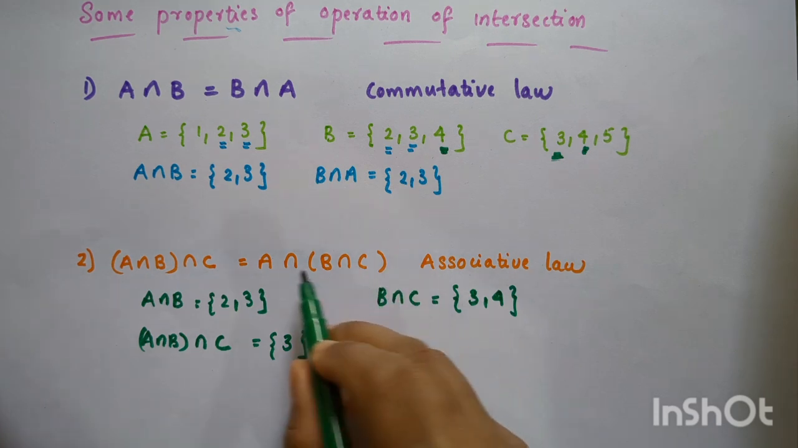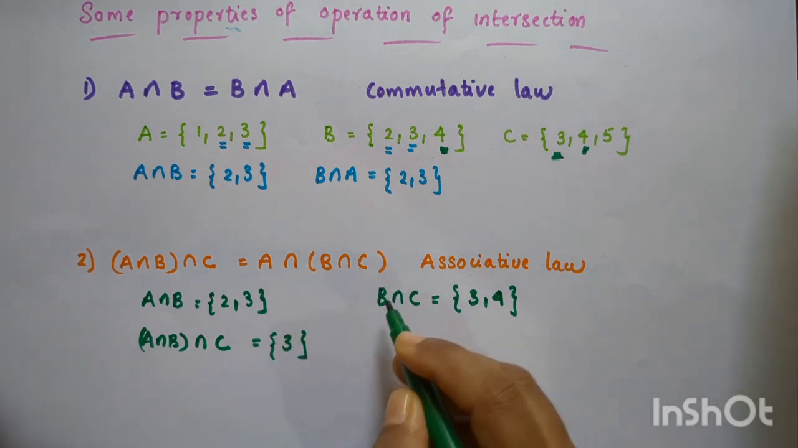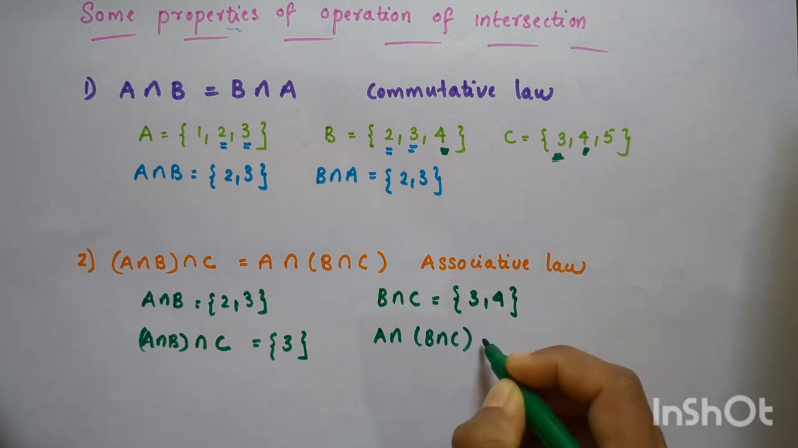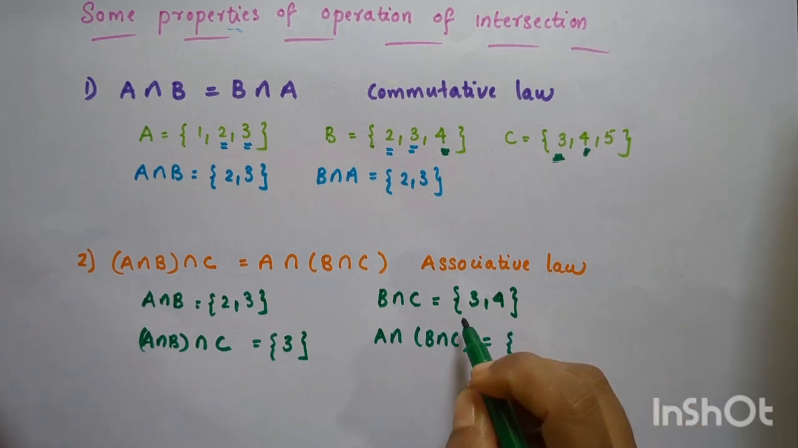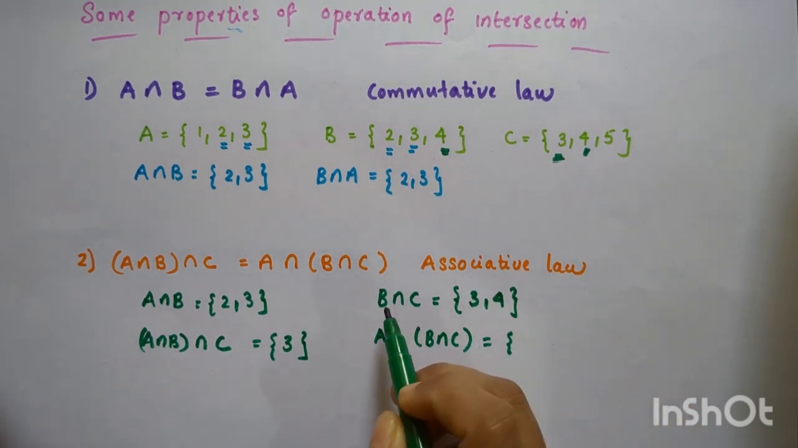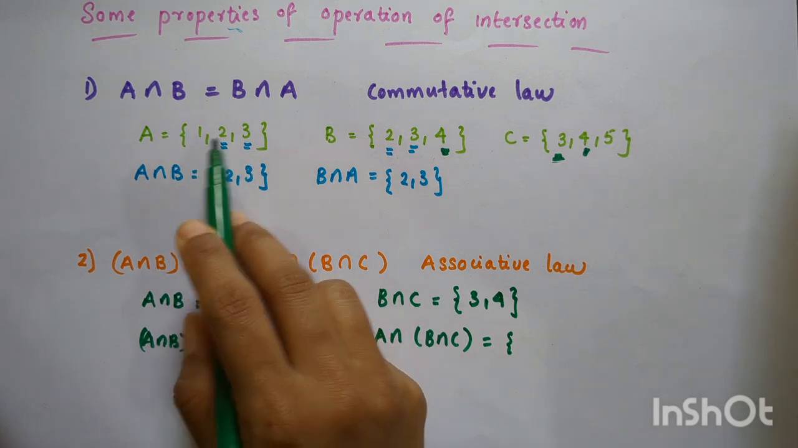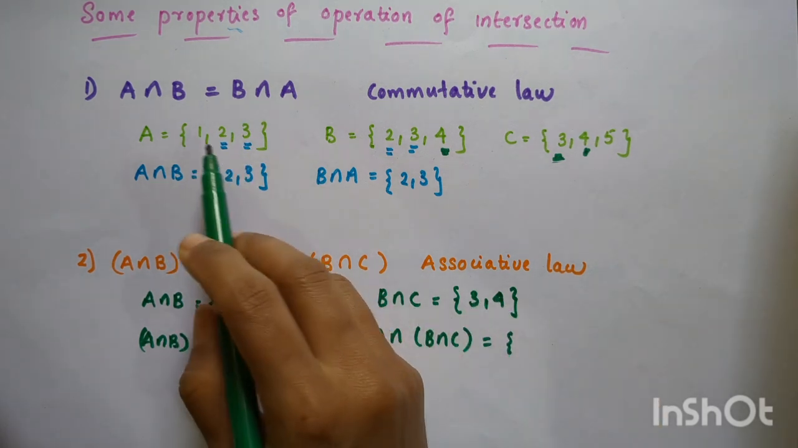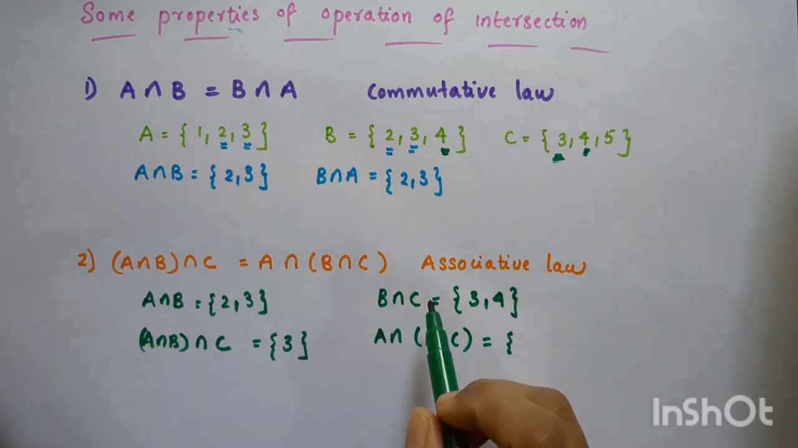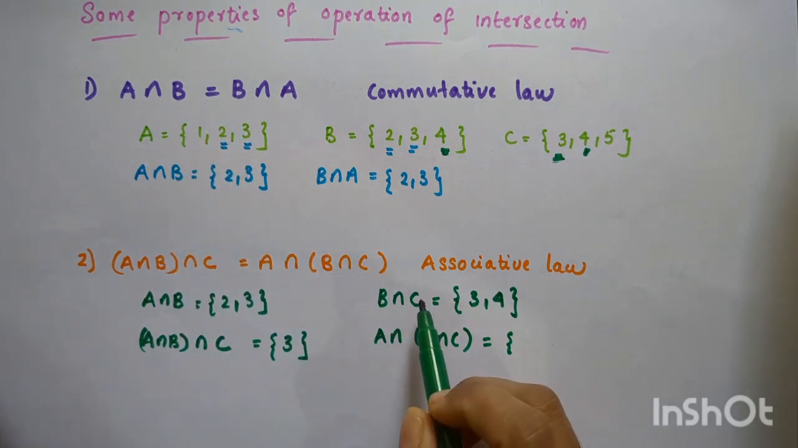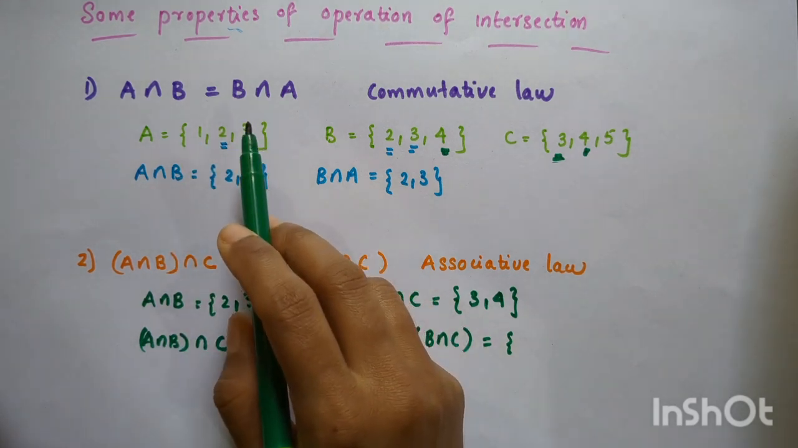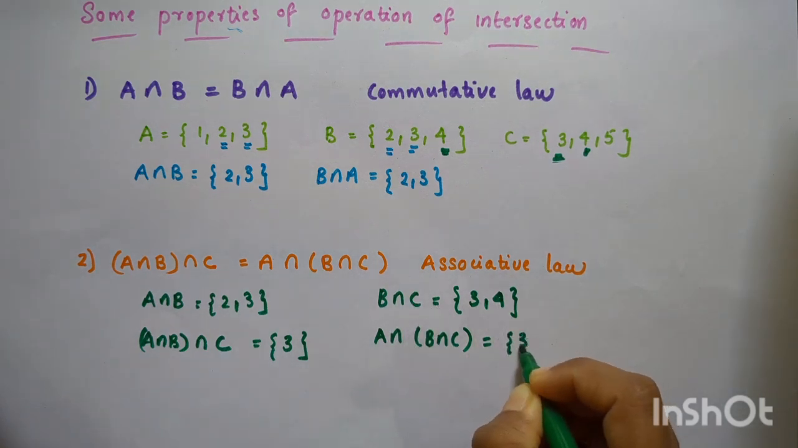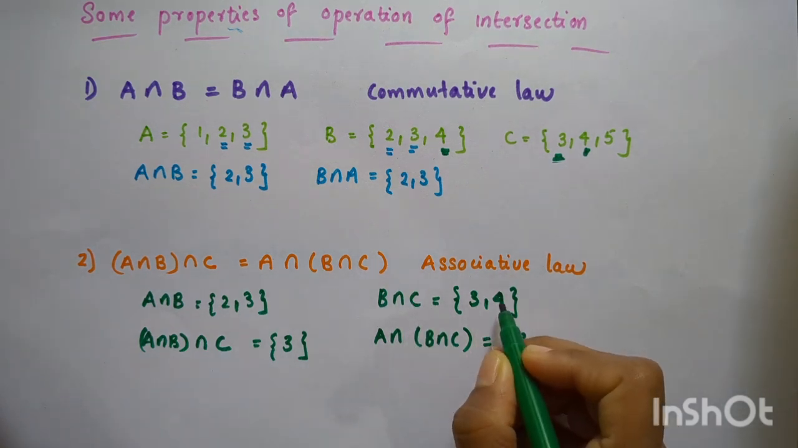Now what about A intersection B intersection C? That is, we have to consider the common elements in A and B intersection C. In A we have 1, 2, 3. In B intersection C we have 3, 4. So you see 1 and 2 are present only in A, not in B intersection C. 3 is present in A as well as in B intersection C, so we can write 3 here. Similarly, here we have 4 which is not in A.